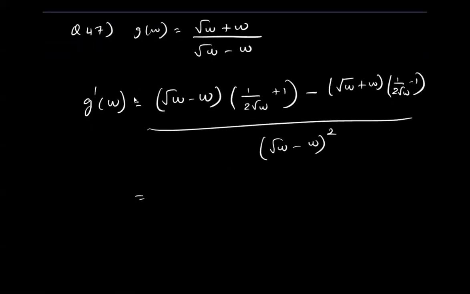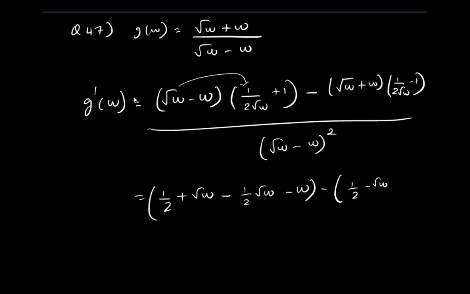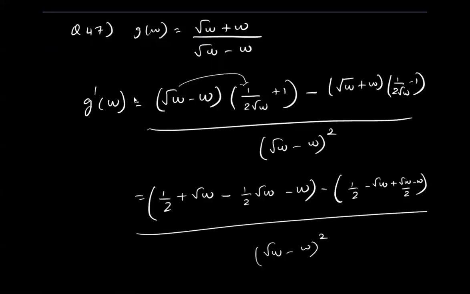Distribute here this and this, root w will get cancelled, giving me 1/2 plus root w minus 1/2 root w minus w. Minus, I FOIL here, I get 1/2 minus root w plus root w over 2 minus w all over root w minus w the whole square.